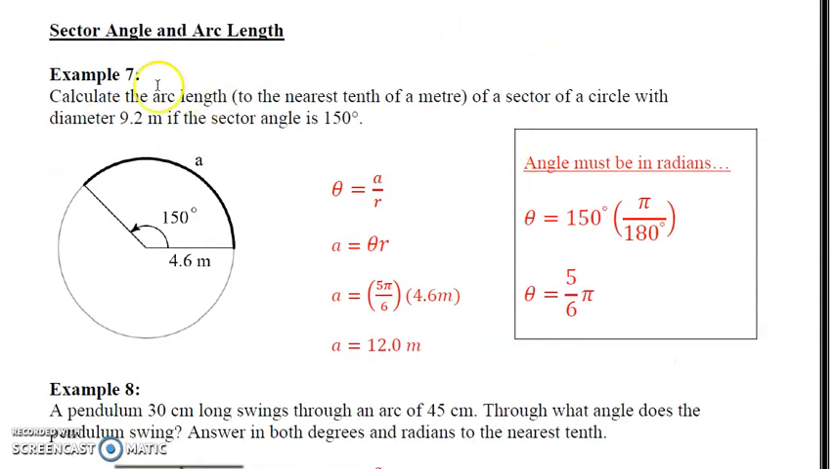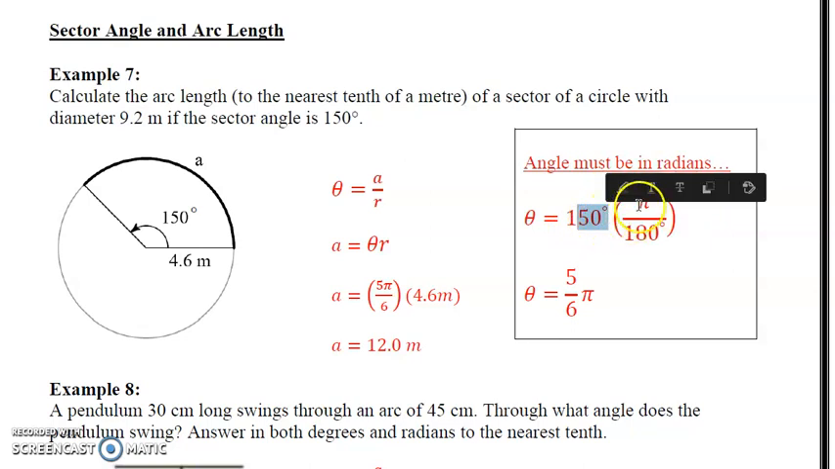So look at this example 7. Calculate the arc length to the nearest tenth of a meter of a sector of a circle with a diameter of 9.2 and a sector angle of 150. So right away, when you see 150, you can't put that in for theta. That has to go to radians right away. And that's why radians is important when you have some of these word problems or real life situations. We need that measure in radians.